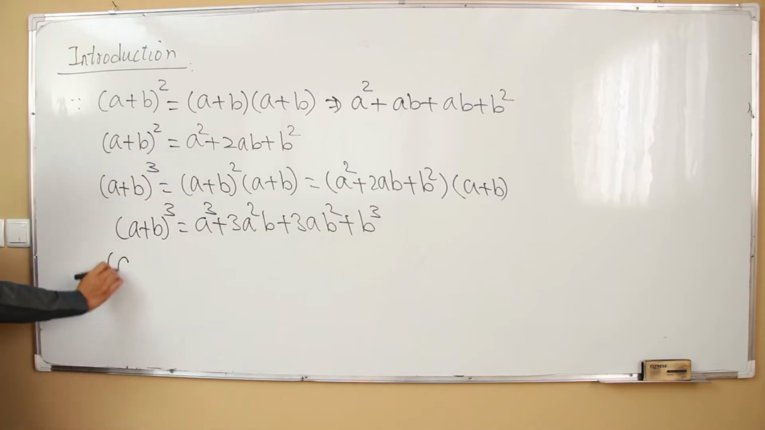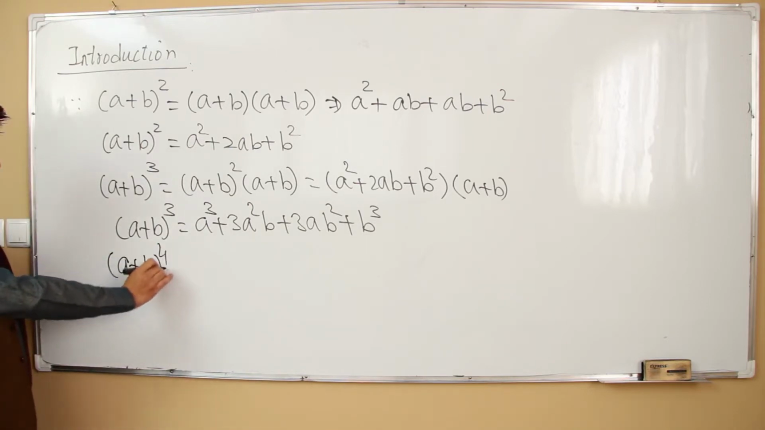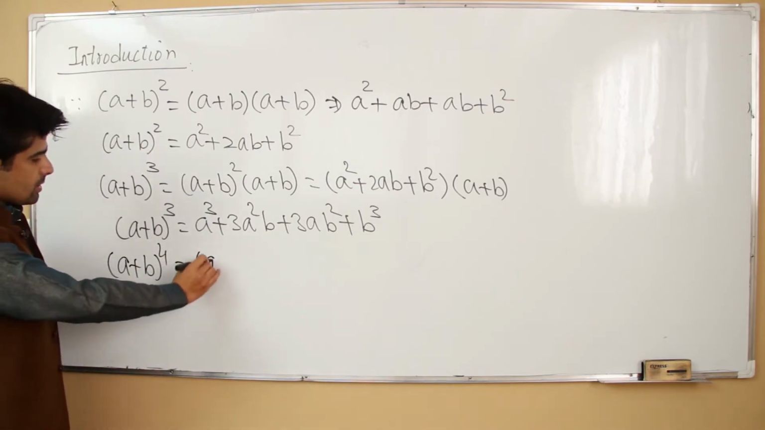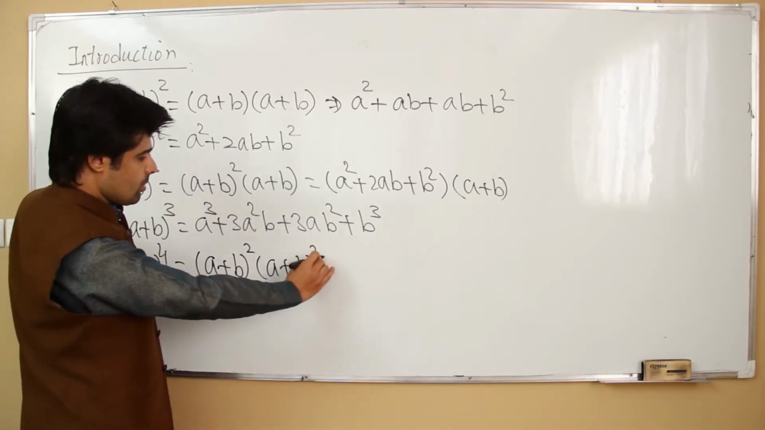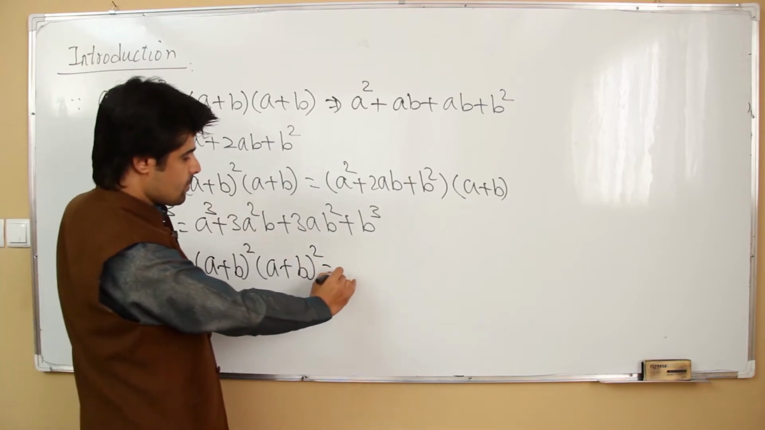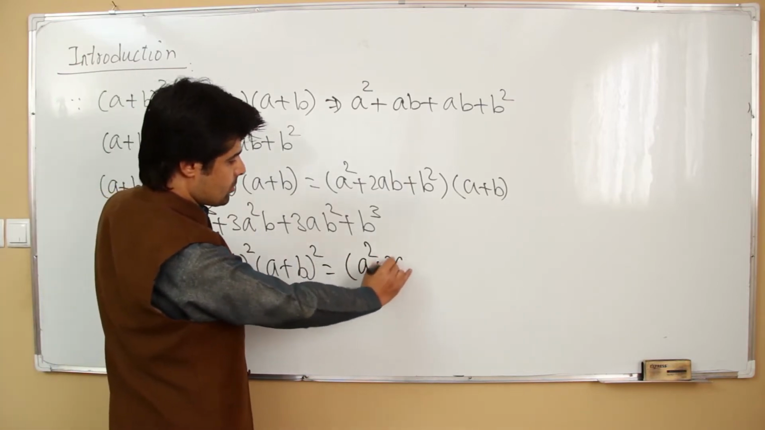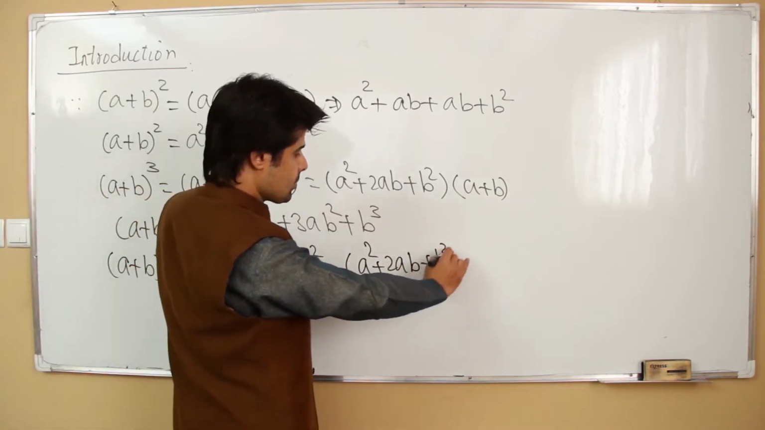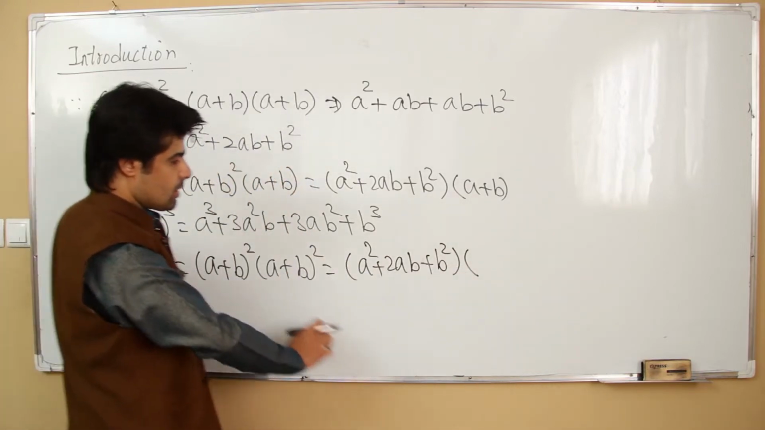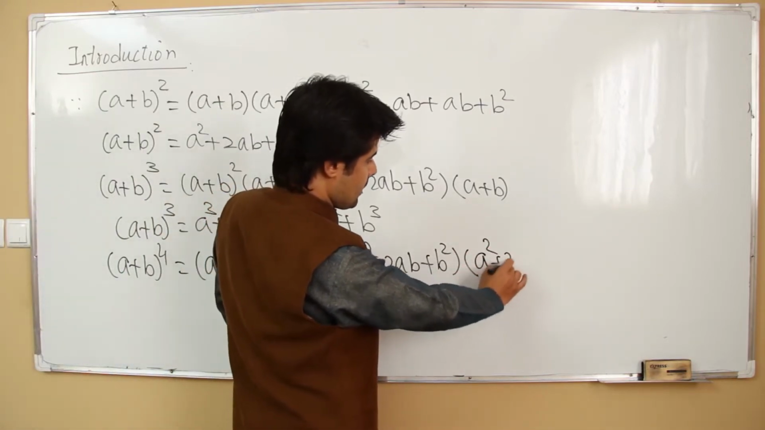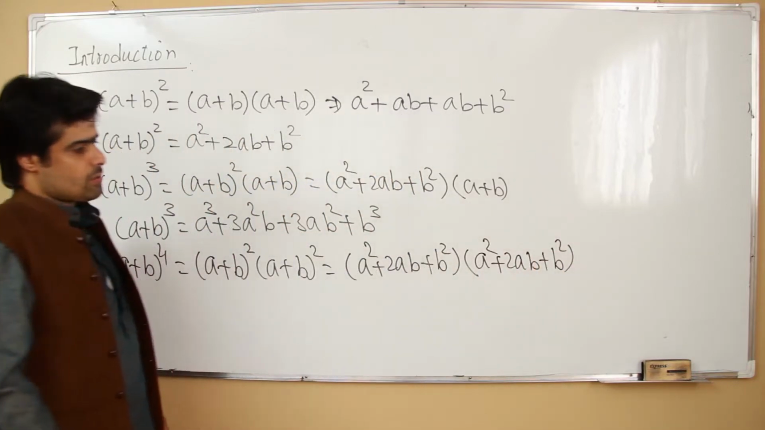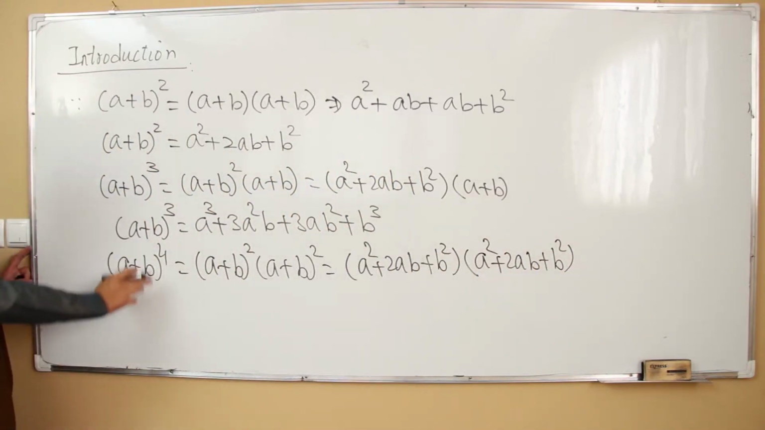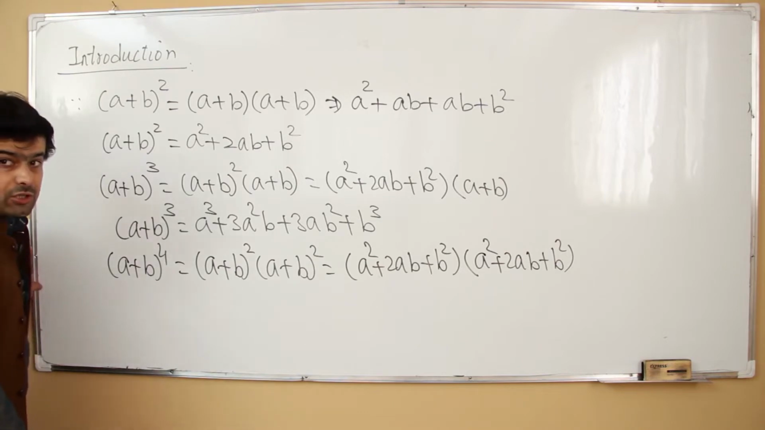If you have (a plus b) whole raised to the power 4, then it means (a plus b) raised to the power 2 times (a plus b) raised to the power 2. You know the result of this one. It is a squared plus 2ab plus b squared multiplied with this term, which is a squared plus 2ab plus b squared. Then you have to find this one. This is a simple way that we have in the multiplication case.